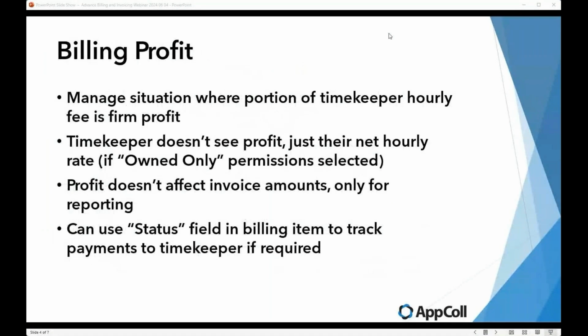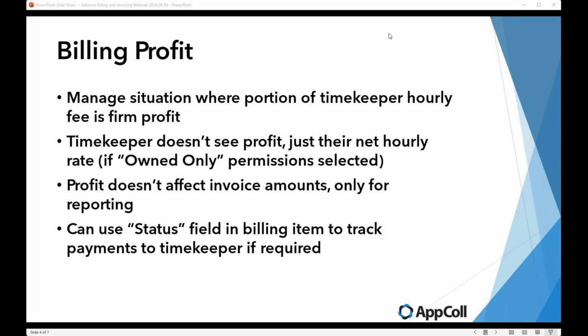So next, billing profit. Billing profit is mostly used where a portion of your timekeeper hourly rate is firm profit. You may have a rate of $250, and $50 of that an hour for a contractor is profit, and you want to be able to manage that. You can do that from within AppColl. If desired, the timekeeper doesn't see what the profit is, just their net hourly rate. That's done by selecting the owned only permissions from the contact.